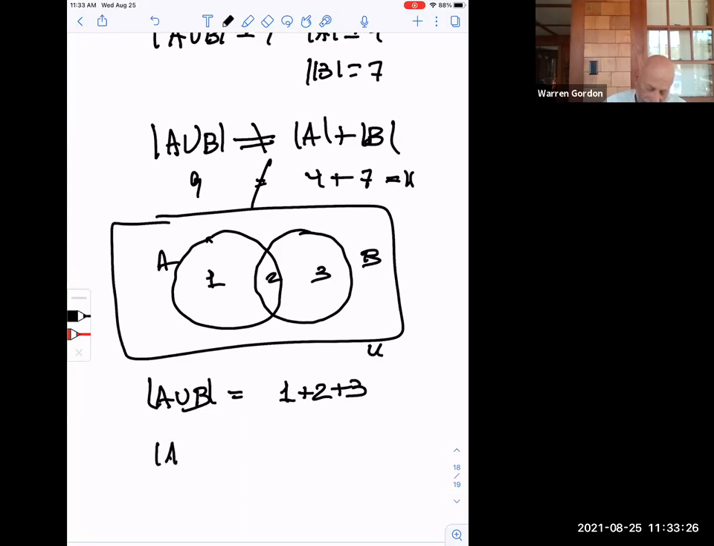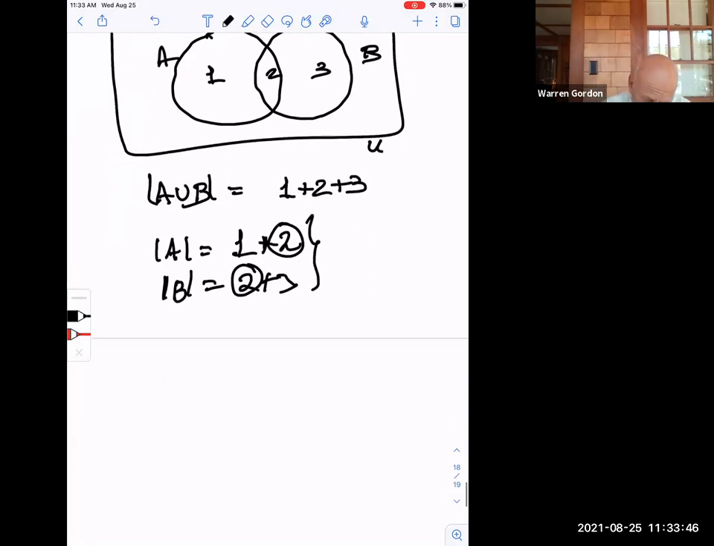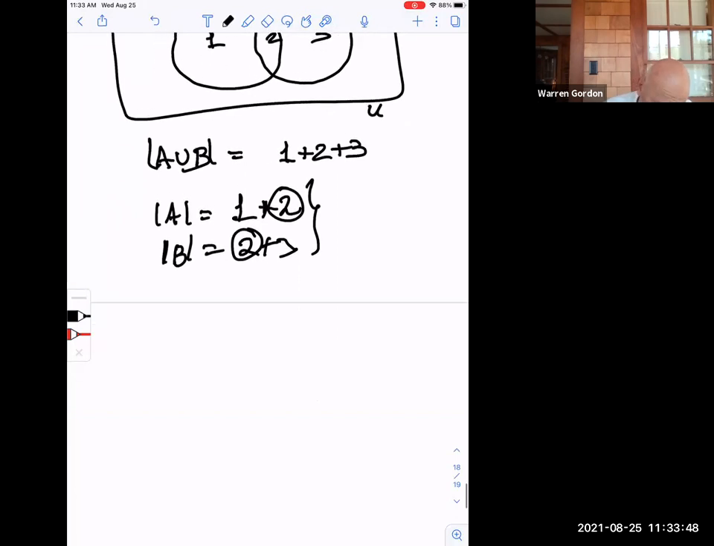But the number of elements in A consists of the regions 1 and 2. The number of elements in B consists of the regions 2 and 3. If I add these together, notice I would count the intersection twice. Everybody see that? So it's clear that what is true is the following.